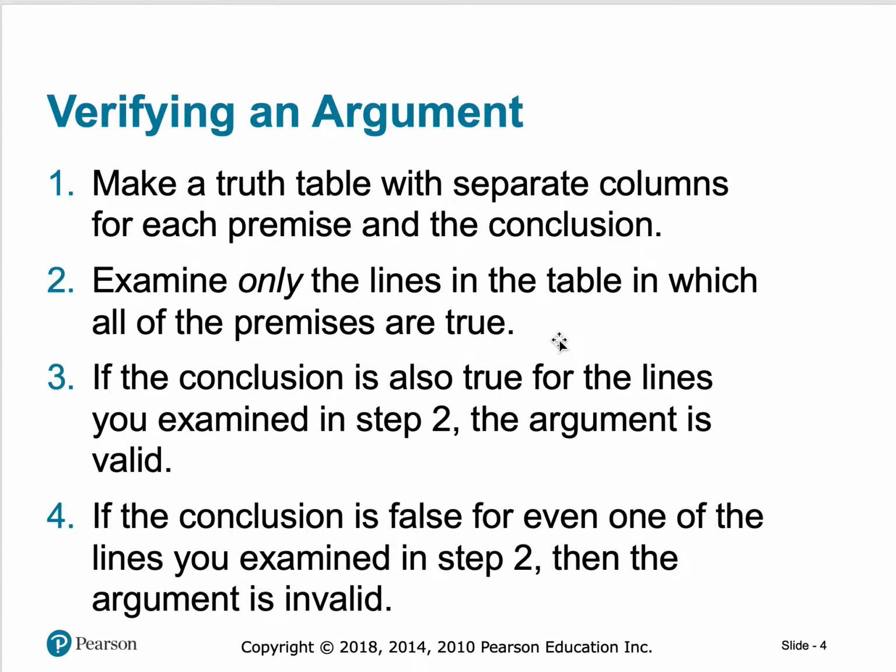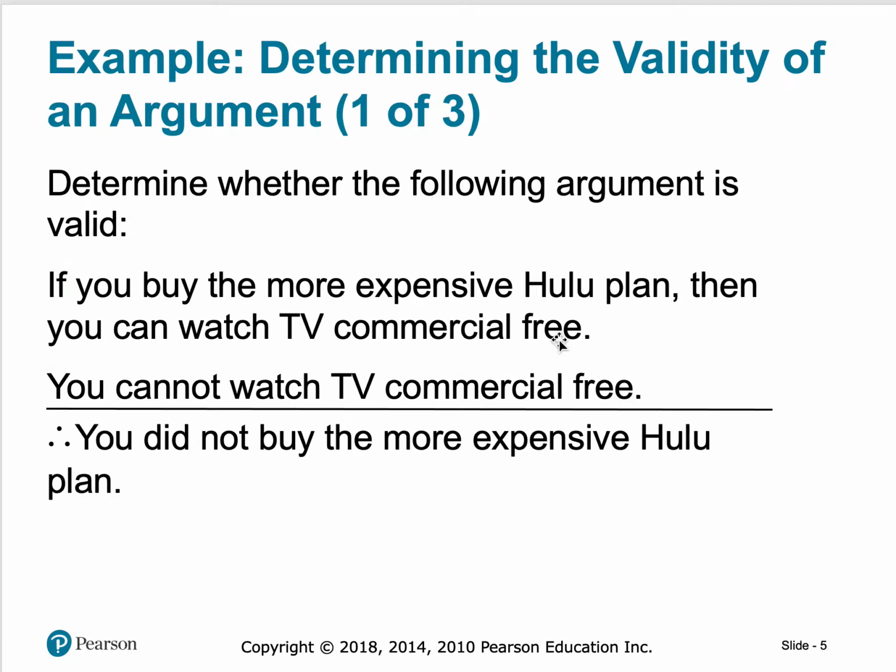In order to verify an argument, there are a couple steps you need to follow. You need to make a truth table. You need to examine only the lines in the table where the premises are all true. If the conclusion is also true for the lines you examined in step 2, then the argument is considered valid. If the conclusion is false in even one of the lines that you look at in step 2, then the entire argument is invalid.